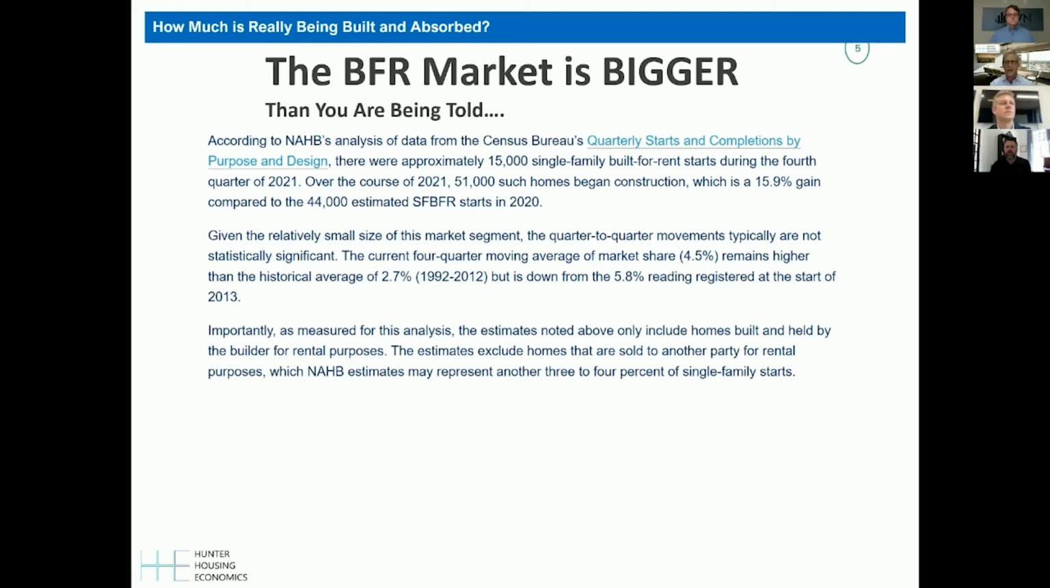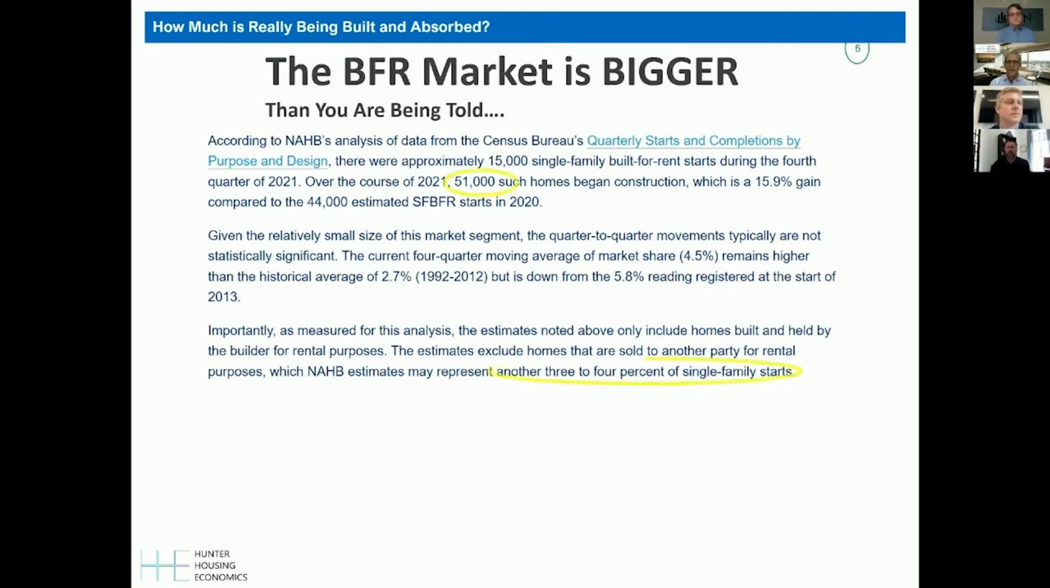of 2021. This is a way to correct the misperception, because as shown here in a screenshot from NAHB, they clarify, and this is really important, that the estimate of 51,000 only includes homes built and held by the builder for rental purposes. Look at that last paragraph. I'll read that second sentence. It's important. The estimates exclude homes that are sold to another party for rental purposes, which is a big part of the market.